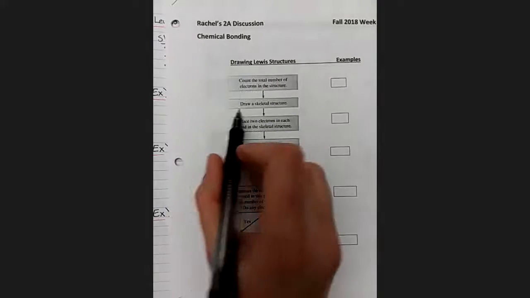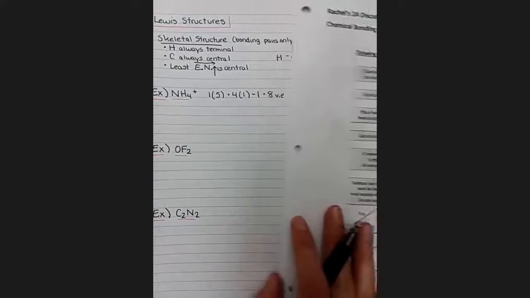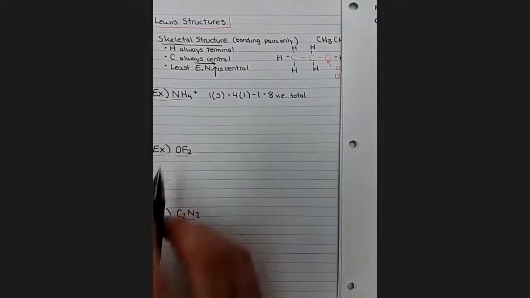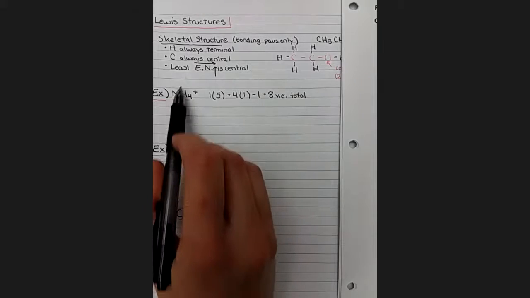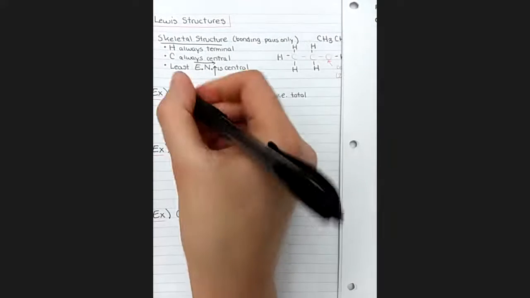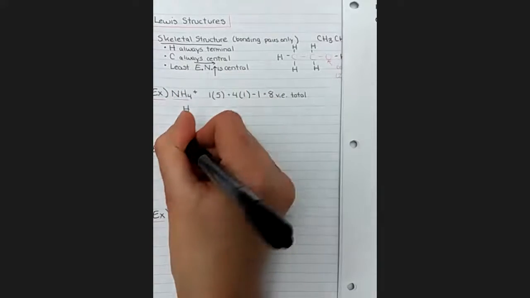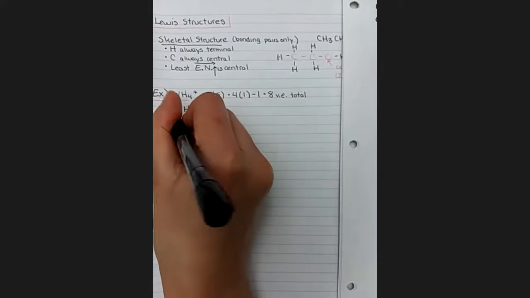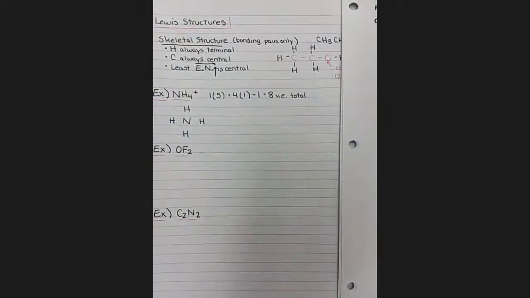Okay, our next step is to draw the skeletal structure. So that means we have to make a decision about which element goes in the center and which element goes on the terminal side. We know there's a rule about hydrogen. Hydrogen is always a terminal atom. So that means that nitrogen is going to be in the center. So we put the nitrogen in the center and we put the 4 hydrogens around it. So that's our skeletal structure.